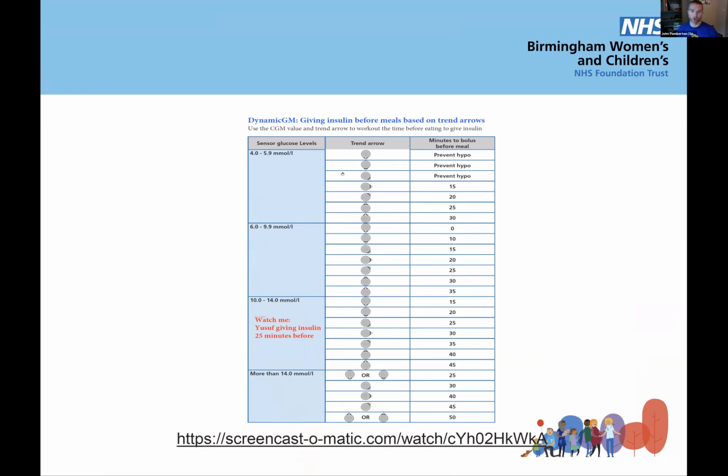And obviously, if you're dropping and you're 5.5 with an angled arrow down, you'd want to prevent the hypo first, with a few glucose tablets in before you give your insulin dose. Because if you give your insulin dose too early and then you go low and you've got a load of food sat in your belly, and you're struggling to get the glucose tablets on top, it can be challenging. So there's just some ideas based around insulin timings.